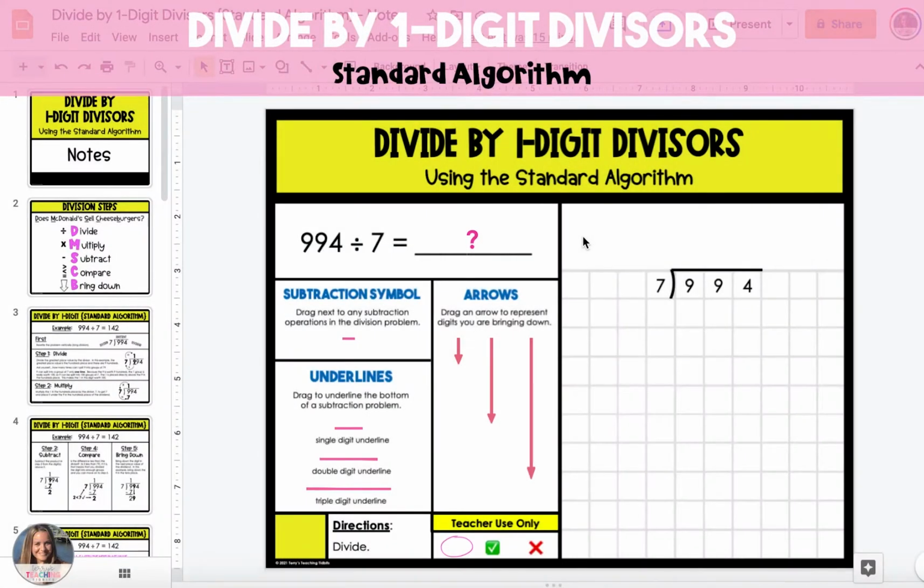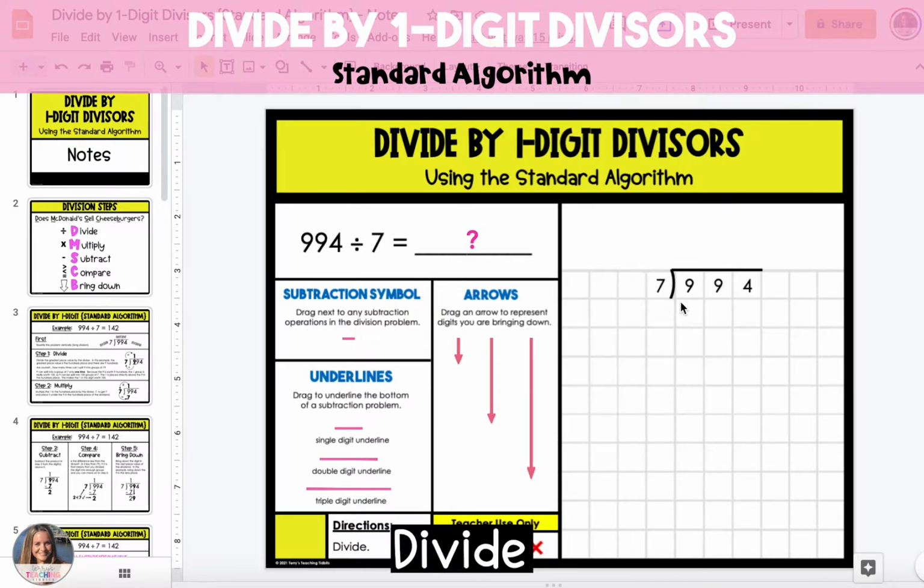In this video, I'm going to show you how to divide by one-digit divisors using the standard algorithm. In the first example, we're going to divide 994 by 7. Remember to use the long division steps from your notes. Divide, multiply, subtract, compare, bring down.